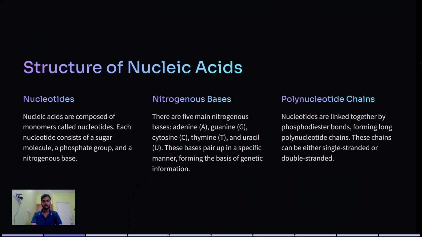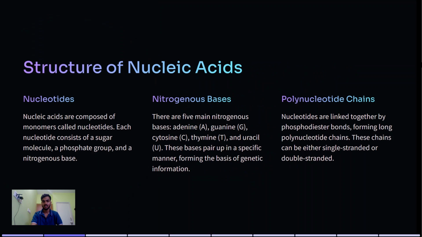Let's begin with the structure of nucleic acids. In structure, we have nucleotides, nitrogenous bases, and polynucleotides. First one, nucleotides. It means the nucleic acids are composed of monomers called nucleotides. Each nucleotide consists of a sugar molecule, a phosphate group, and a nitrogenous base.